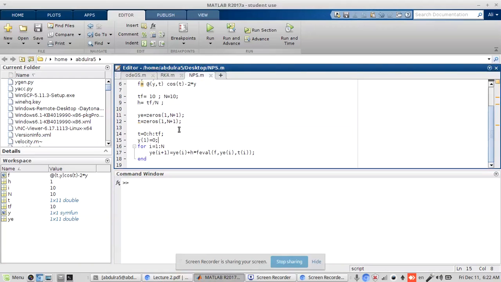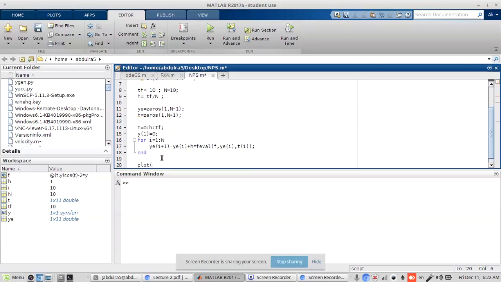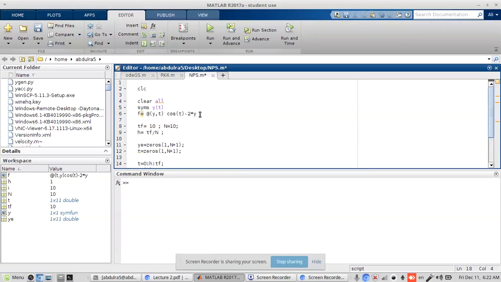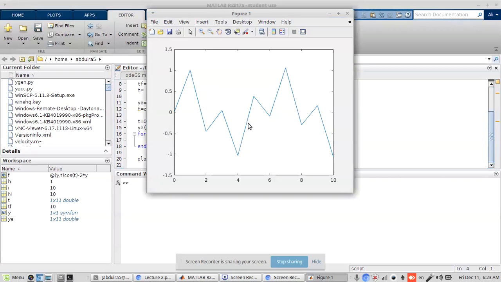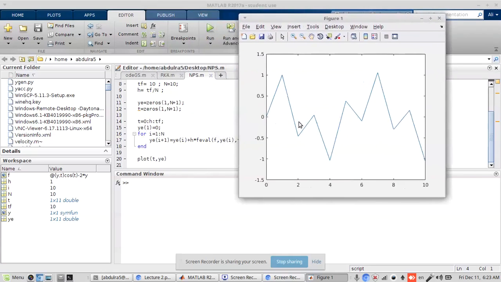So now everything should be correct, and in order to see the results, let's plot t with respect to YE. And here YE, Euler. All right, and let's close this with a semicolon. Now let's run it and see the result. So here is the first solution by Euler when n equals 10.